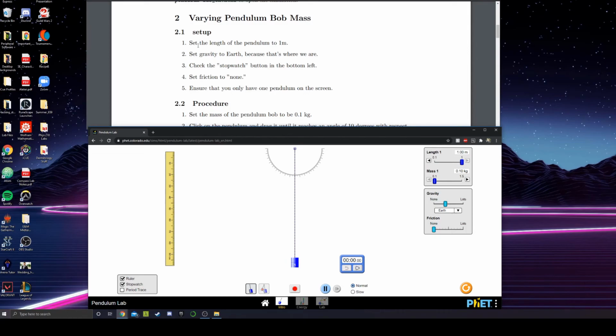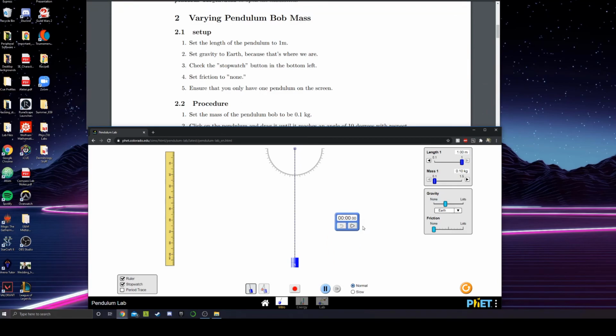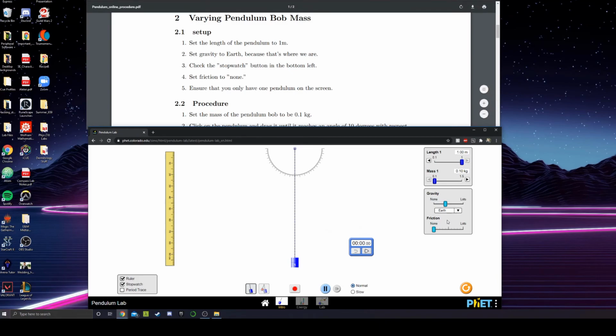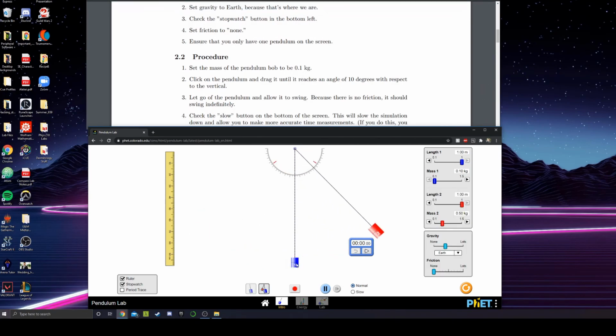It says to set the length of the pendulum to 1 meter, which I've done here. Set gravity to Earth, because that's where we are. Check the stopwatch button, which will pop up this handy dandy stopwatch. And set friction to none, because we want to idealize this for ourselves a little bit. And ensure that you only have one pendulum on the screen. You can, of course, do this experiment with two pendulums if you like, but things get a little messy, as you can see.